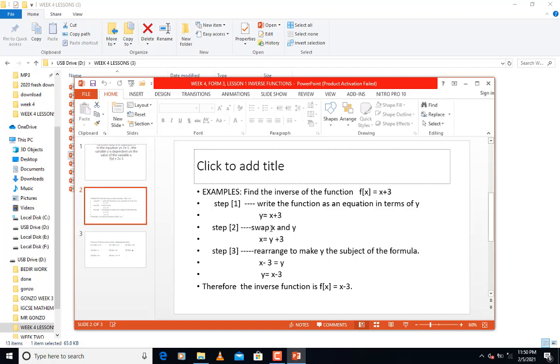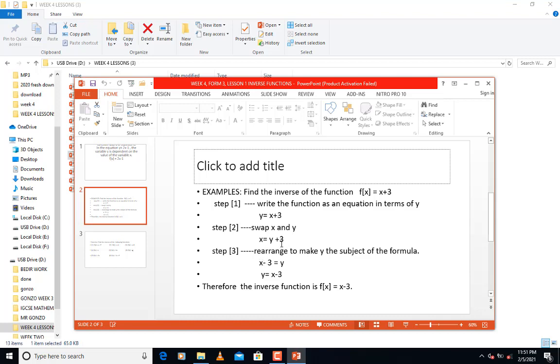If I'm saying swap, change their positions. If x is here, put it there, and y here, put it where x was. So it is now x equals y plus 3. After swapping, step number 3, rearrange to make y the subject of the formula.